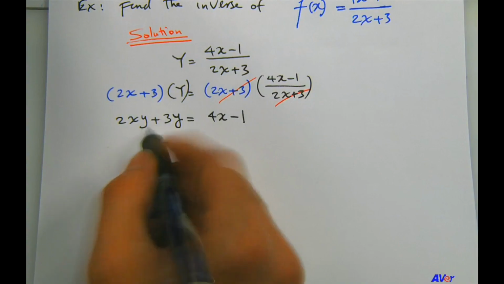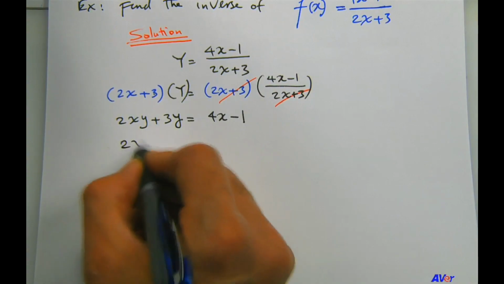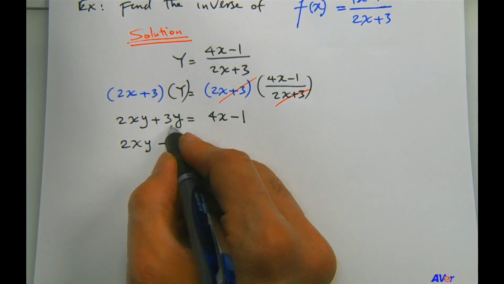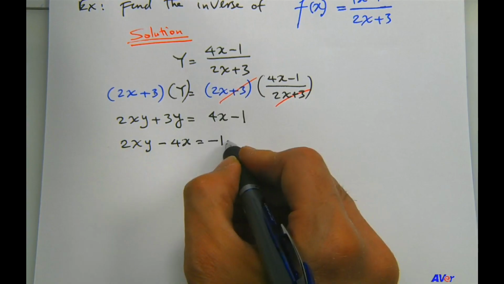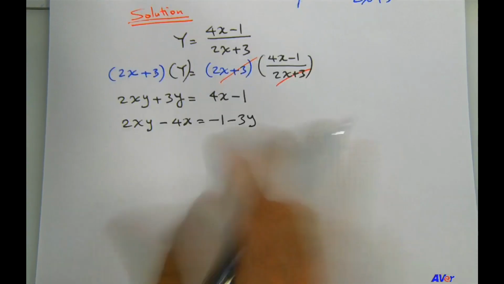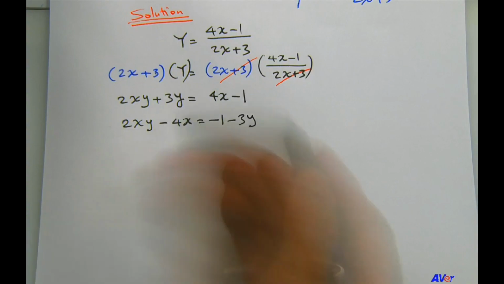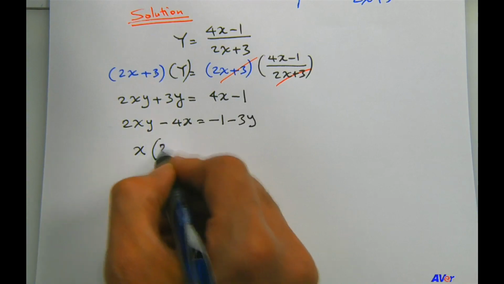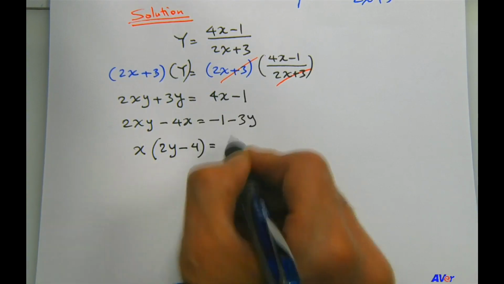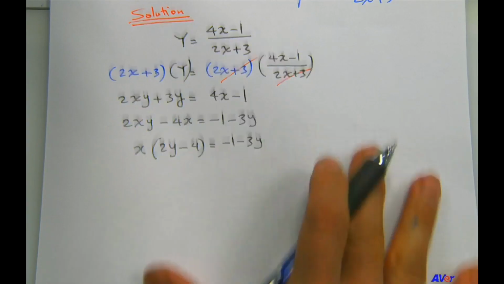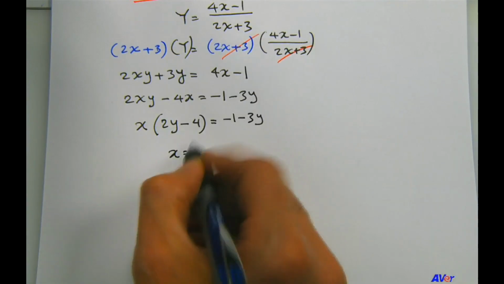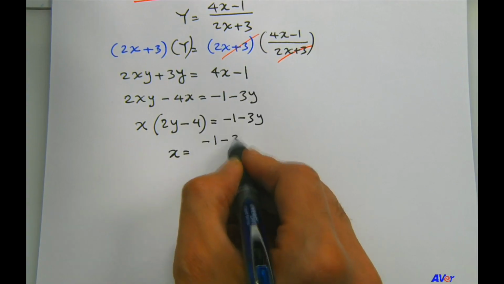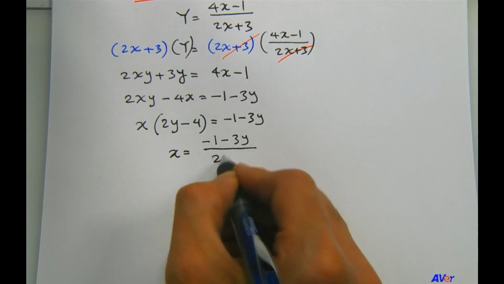Let's continue until we're done with that step. So we have 2xy minus 4x equals, anything that doesn't have x in it, move it to the other side, minus 1 minus 3y. Then x appears in 2 terms, but we're solving for it, so we need to isolate it in order to solve for it. So let's factor it out. x times (2y minus 4) equals minus 1 minus 3y. And then solving for x, we need to divide both sides by 2y minus 4. So x equals (minus 1 minus 3y) divided by (2y minus 4).